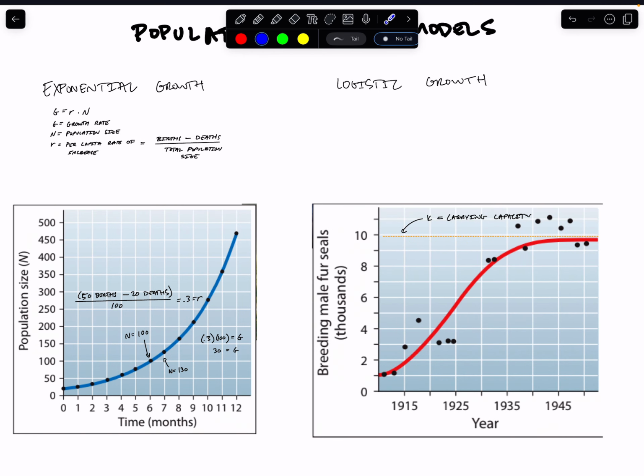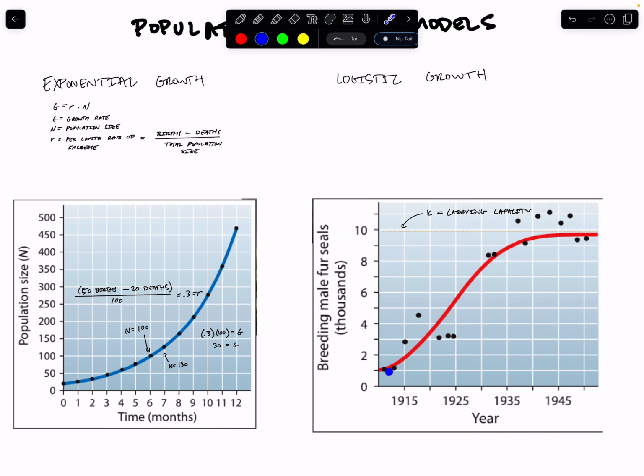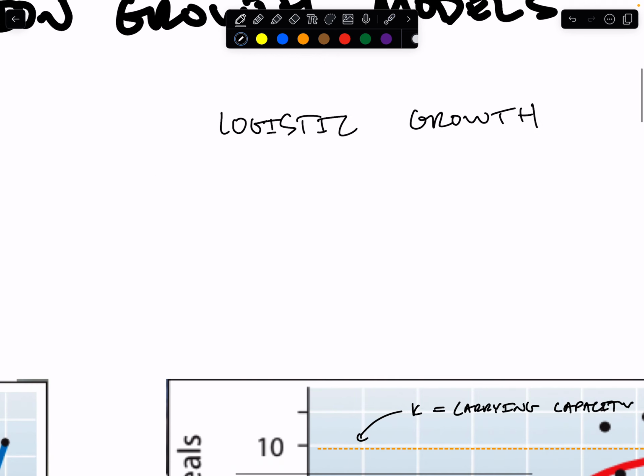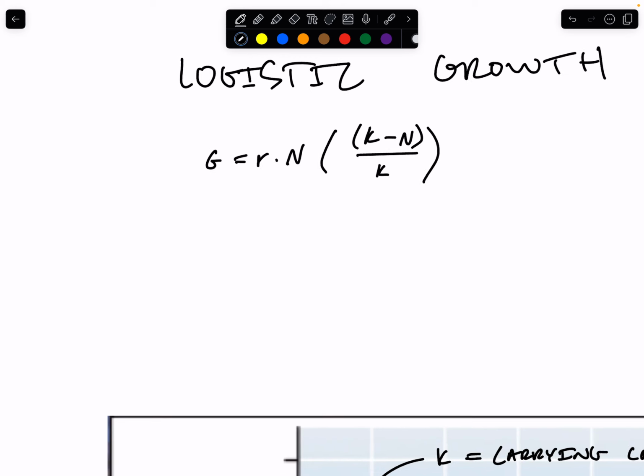Logistic growth has a slightly more complicated equation to determine the growth rate of the population, and it adds a new variable. So we still have G, we still have R, we still have N, but now we introduce some more terms. We have K minus N divided by K. Okay, so this is our logistic growth rate model. Our new variable here is K, and K, as we talked about before, is equal to the carrying capacity.